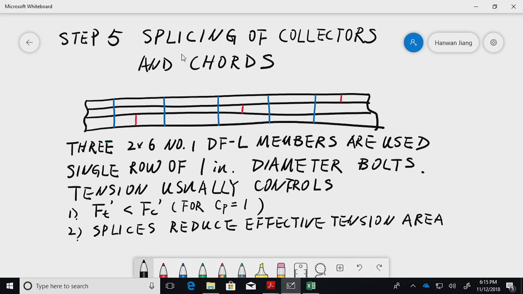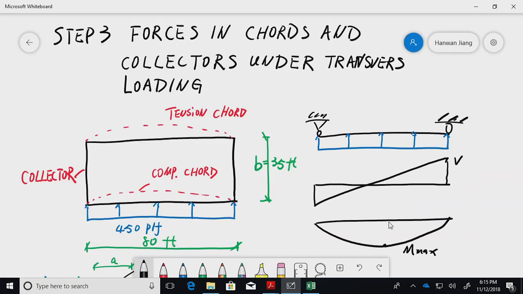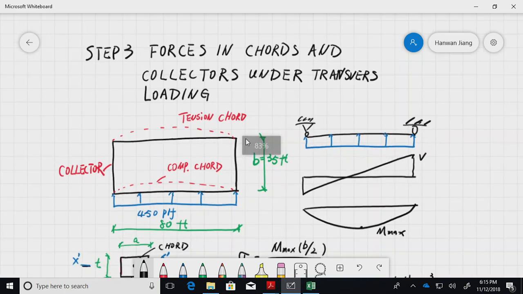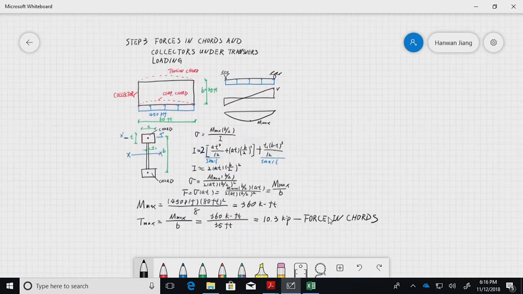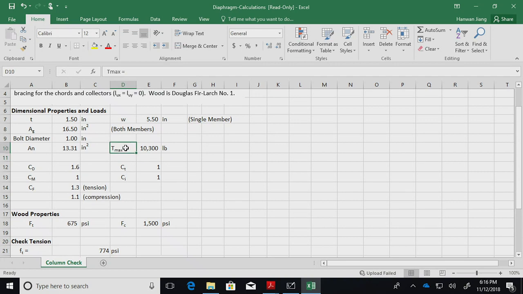Okay, so if you go back to the notes, we will know that the force in the chord when wind is blowing this way is 10.3. Okay, that should be the most critical time for the forces in the chord, right? So this should be the maximum force in the chord for all possible scenarios. So check tension or compression forces of 10.3 kips or 10,300 pounds.